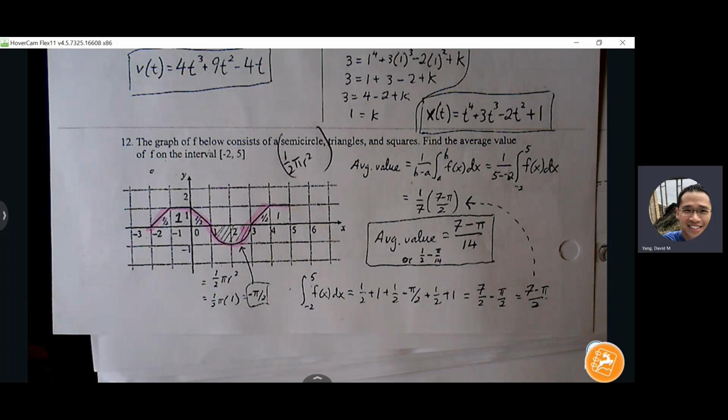Once you find your antiderivative, what do you do? You plug in the upper and lower bounds and get the area. That's right, upper bound minus lower bound. And then once you get that area component, don't forget about the width component. Divide by the width, and that's your average value.